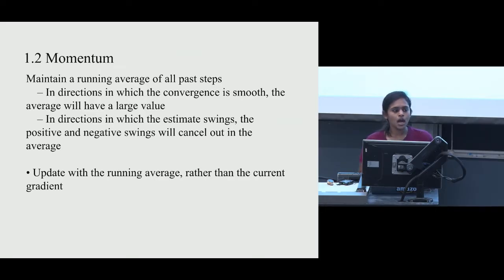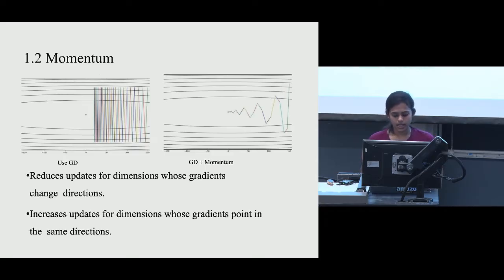So you're basically getting an average where you don't want it to be too much or too little. So what we do, like I told you, is update using the running average rather than the current gradient. That's where momentum methods are used. If you see this diagram where we are using just gradient descent, it's flipping a lot between positives and negatives, but once we have a running average, we make sure that we go proportionally in each of these directions. So momentum reduces updates for dimensions whose gradients change directions very often, and increases updates for dimensions whose gradients point in the same direction.